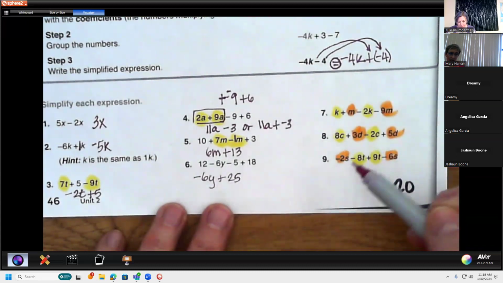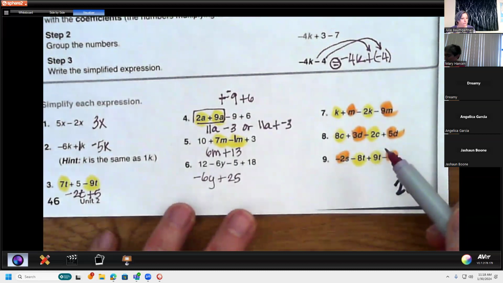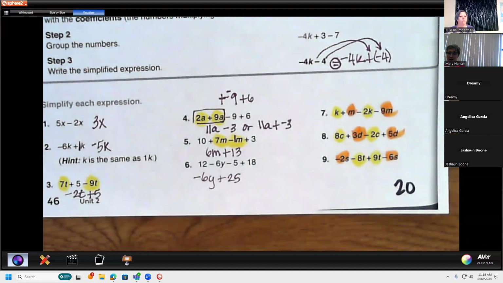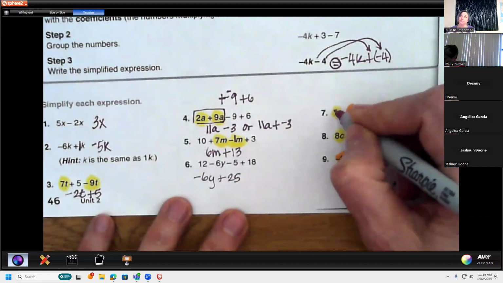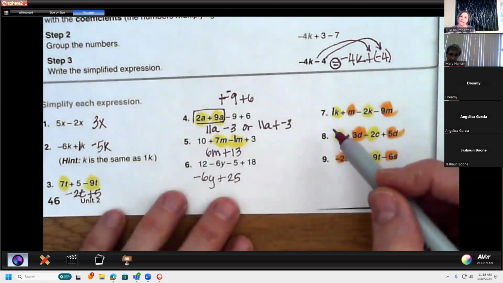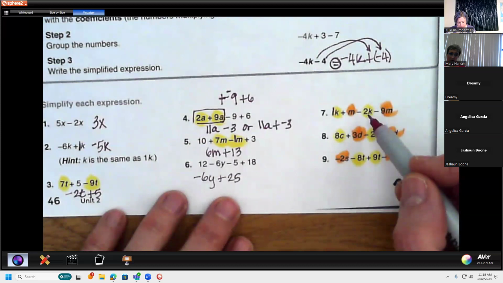Okay, on 7, 8, and 9, we've got things with 2 different letters in them. And it doesn't matter, we're still combining together the things that have the same letters. Just like we can put hot dogs with hot dogs and hamburgers with hamburgers, we're going to put K's with K's and M's with M's. And so I have a K, which is understood to be 1K, and I have 1K and a minus 2K.